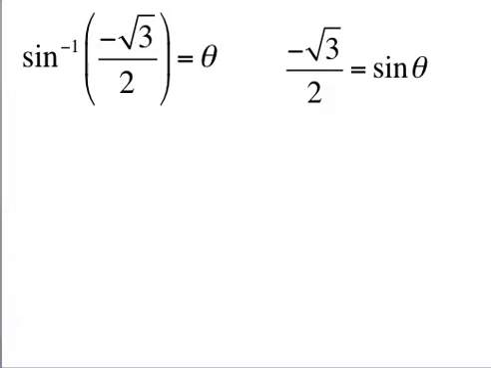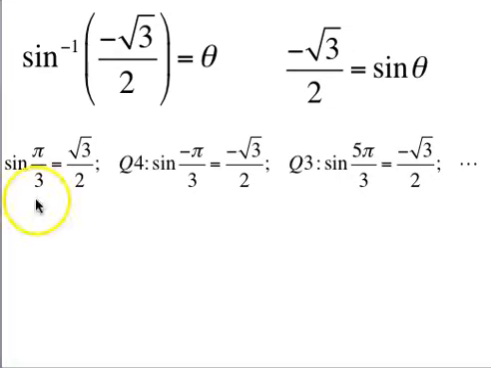So we could have two answers there, but we want to find one between negative pi over 2 and pi over 2. So thinking all of this through, indeed, the sine of pi over 3 is root 3 over 2. Where is it negative? In quadrant 3 and quadrant 4. Well, in quadrant 4, I certainly could have gone all the way to 5 pi over 3, but knowing what I know about the range of arcsine, instead I said, let's think of that as negative pi over 3.